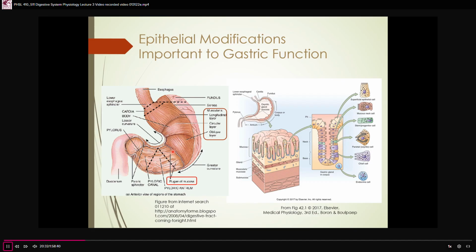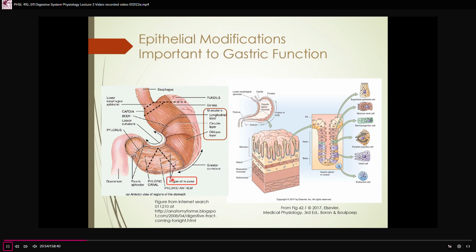Then if we opened up the stomach and looked at the interior lining, the epithelial lining inside underneath the muscle layer, we see that the inside is folded into these very big up and down longitudinal folds. And these longitudinal folds form what we call the rugae.